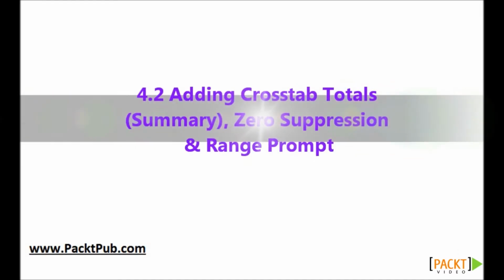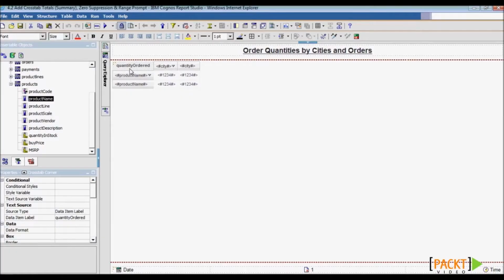Section 4.2: Add crosstab totals, zero suppression, and range prompt. Let us start by adding the row and column summaries to display totals. This is very easy. Just click on the quantity ordered in the crosstab intersection and hit the Summarize button. Select Total, and you will see that totals have been added to the end of rows and columns.